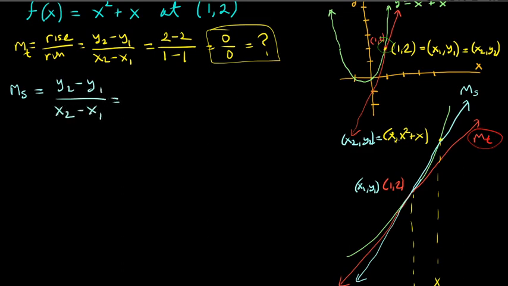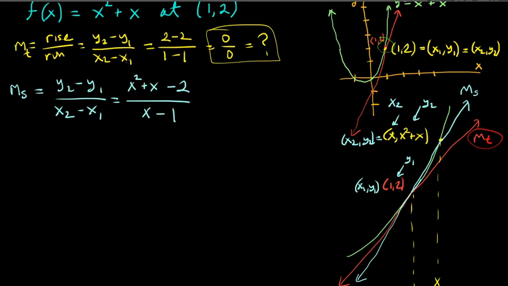Let's plug everything in. So instead of x2, instead of y2, this is x2, and this is y2. Instead of y2, it's going to be x squared plus x. That's the y coordinate on the graph. Minus y1. Y1 is down here. Y1 is equal to 2. And then for the denominator, we have x2, which is x, minus x1, which is 1.